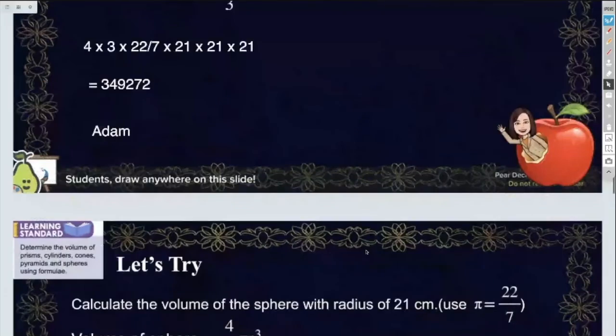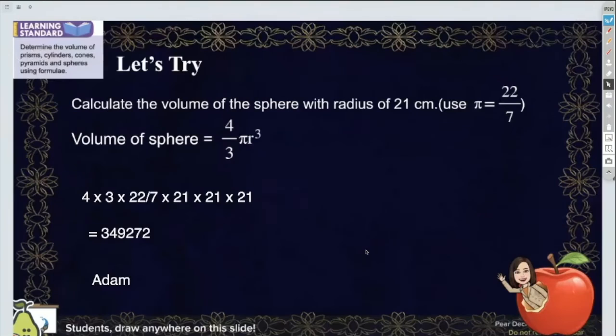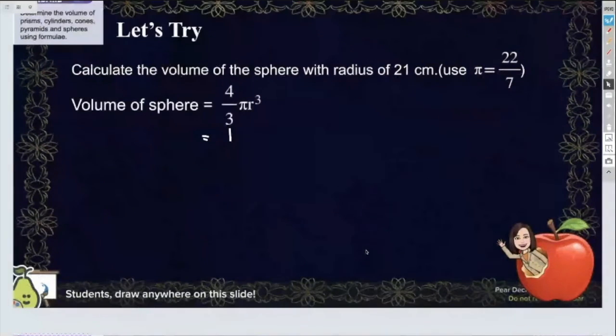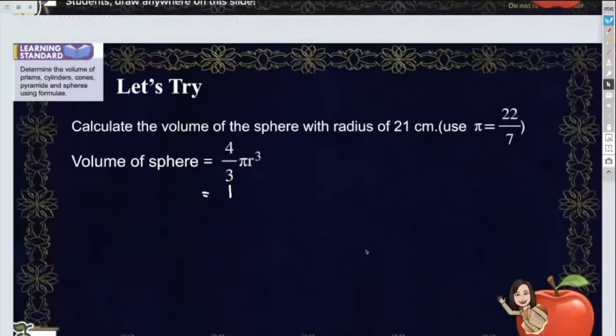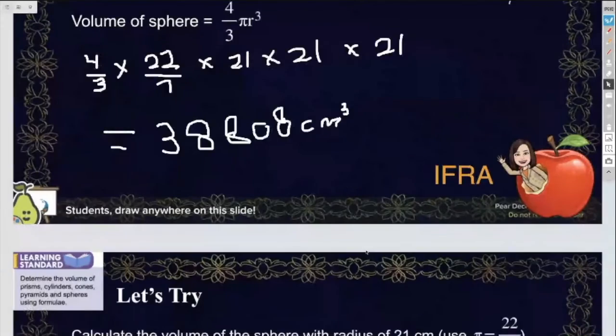Okay, good. Adam, press the calculator again. How come 4 times 3, Adam? The formula is 4/3. Adam, check the answers. Who is this? Like just now, is there a problem with the line? Can't respond? Okay, yes.